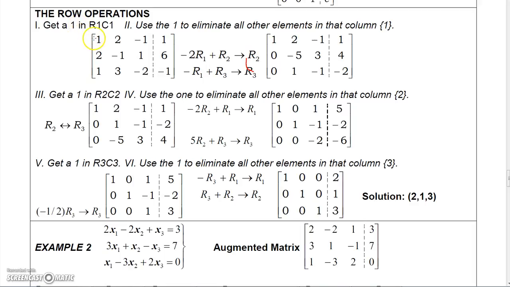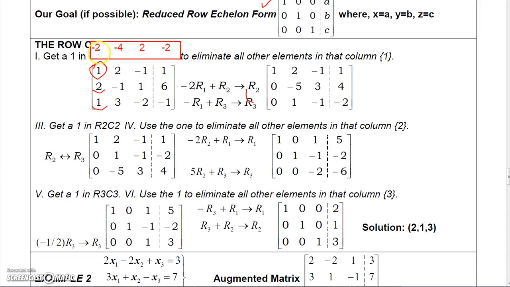So the first thing we're going to want is a 1 here. Well, the good news is we already have a 1 here, so that's taken care of. Now I need to get rid of this 2. So to get rid of the 2 that's under it, I can multiply this row by -2 and add it to row 2 to cancel it. And then I need to get rid of the 1 that's down here, which I can do by multiplying this row by -1 and adding it to this row.